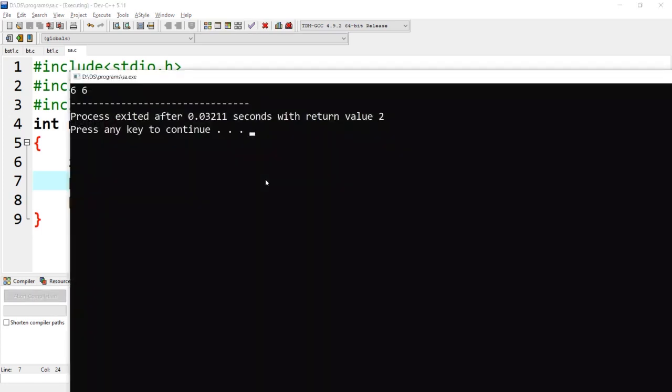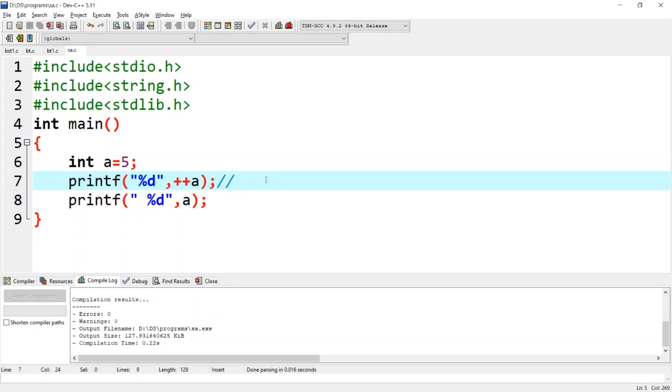In the same way, decrement, pre-decrement and post-decrement also work here. Okay.